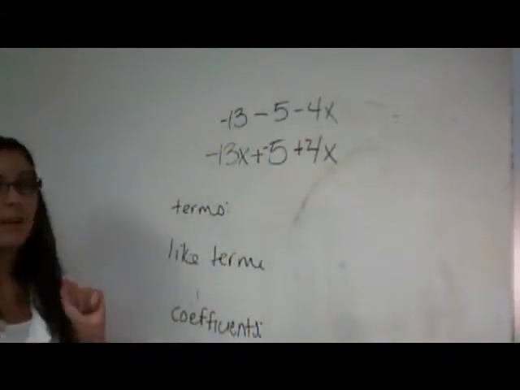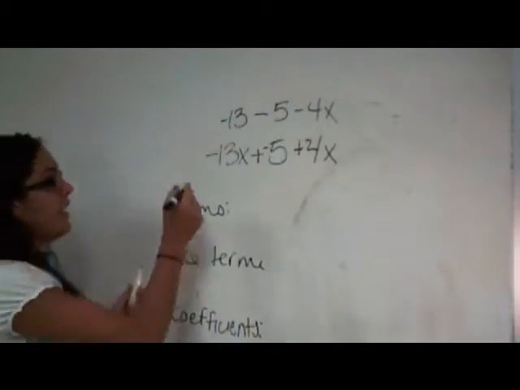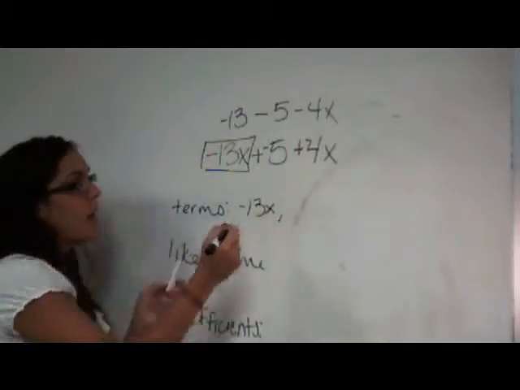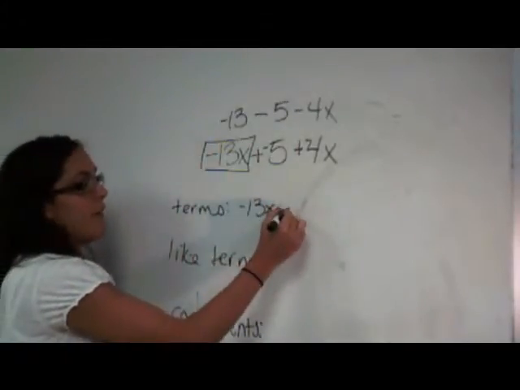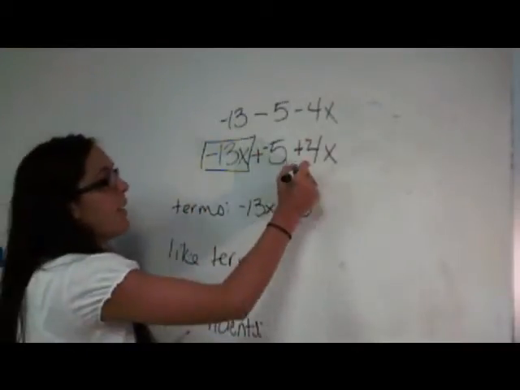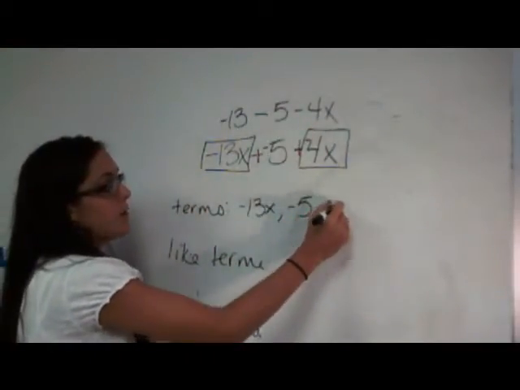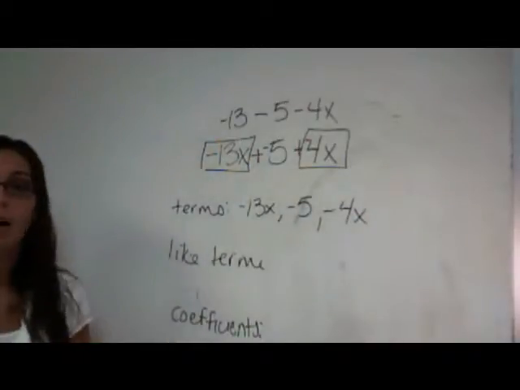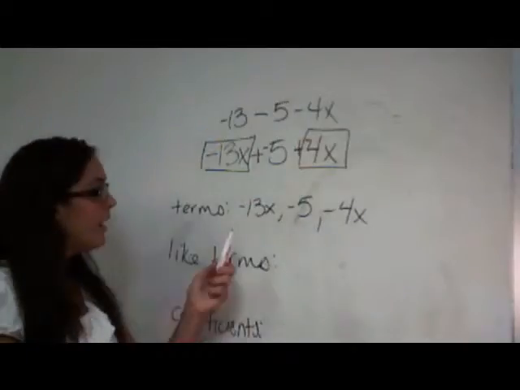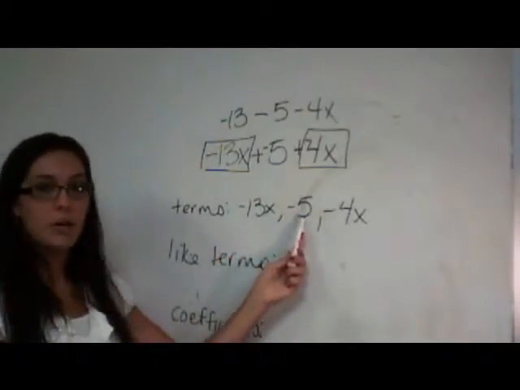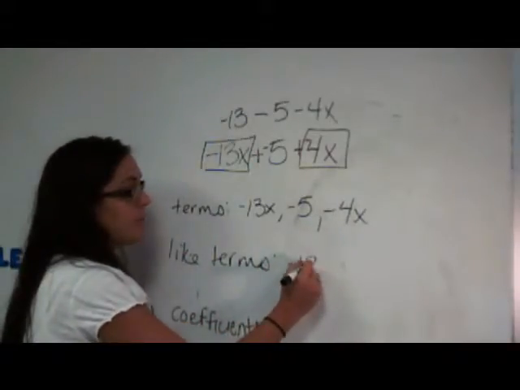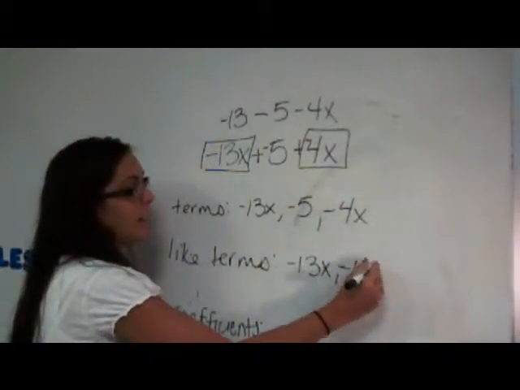All right, so let's identify our terms, everything that's being added together. Here we just have a -13x. Another term, we have plus a -5. I just want the -5, what we're adding together. We're adding a -5. And then we are adding a -4x. Now we're going to identify our like terms, if there are any. I have a -13x, and I have a -4x. So those are going to be my like terms, -13x and -4x.